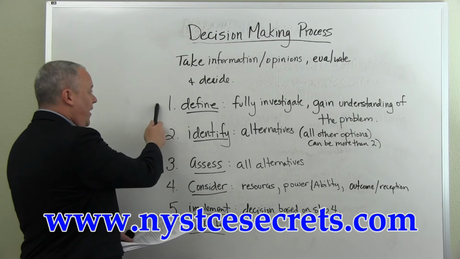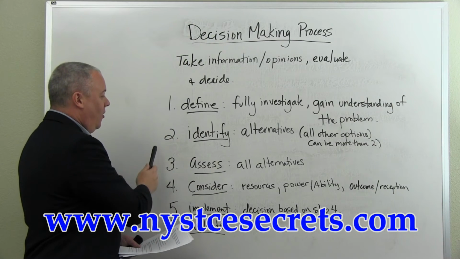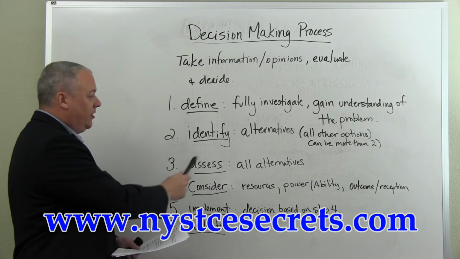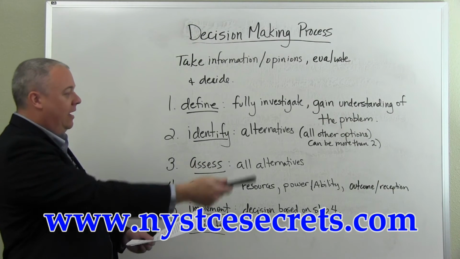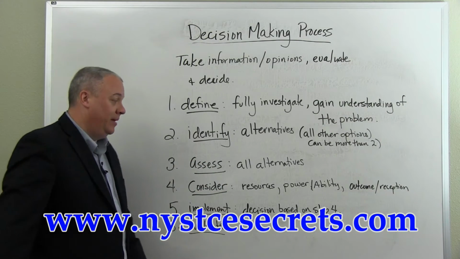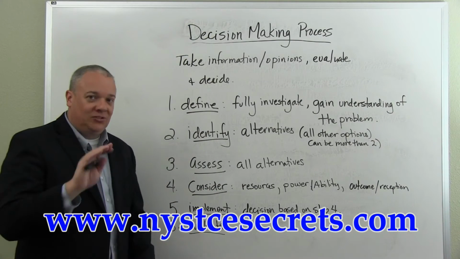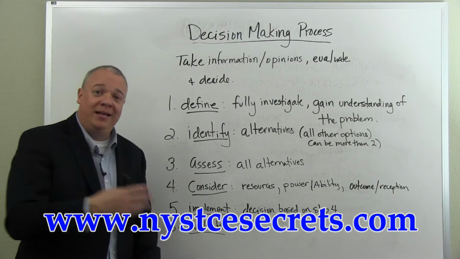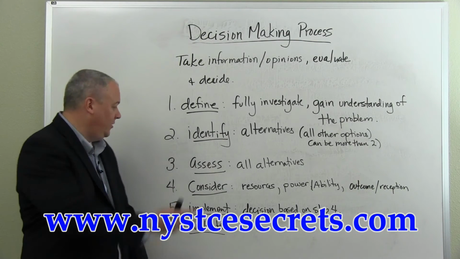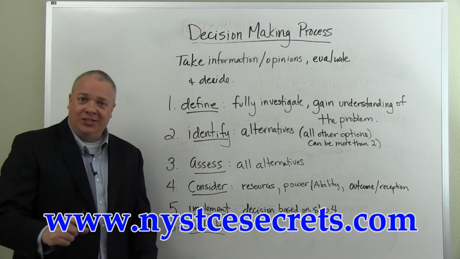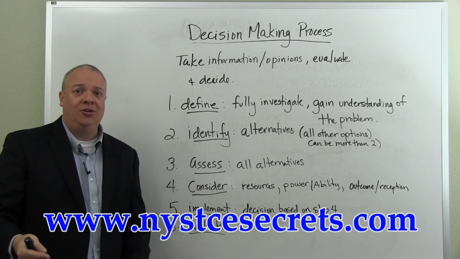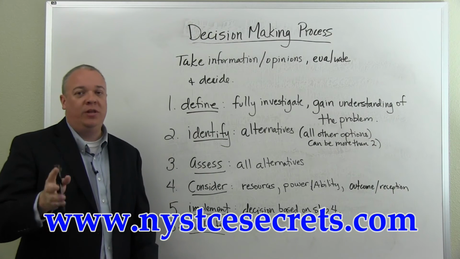Once you've gone through defining the problem or issue, identifying all the alternatives, assessing them and considering them as to resources, power, ability, outcome, and reception, then you implement the decision. So the decision's been made based on step 4. It's time to carry it out. It does no good to make the decision and then not follow through. You've wasted all this time and energy. Once a decision's been made, it's time to execute it, implement it, go forward with the plan.